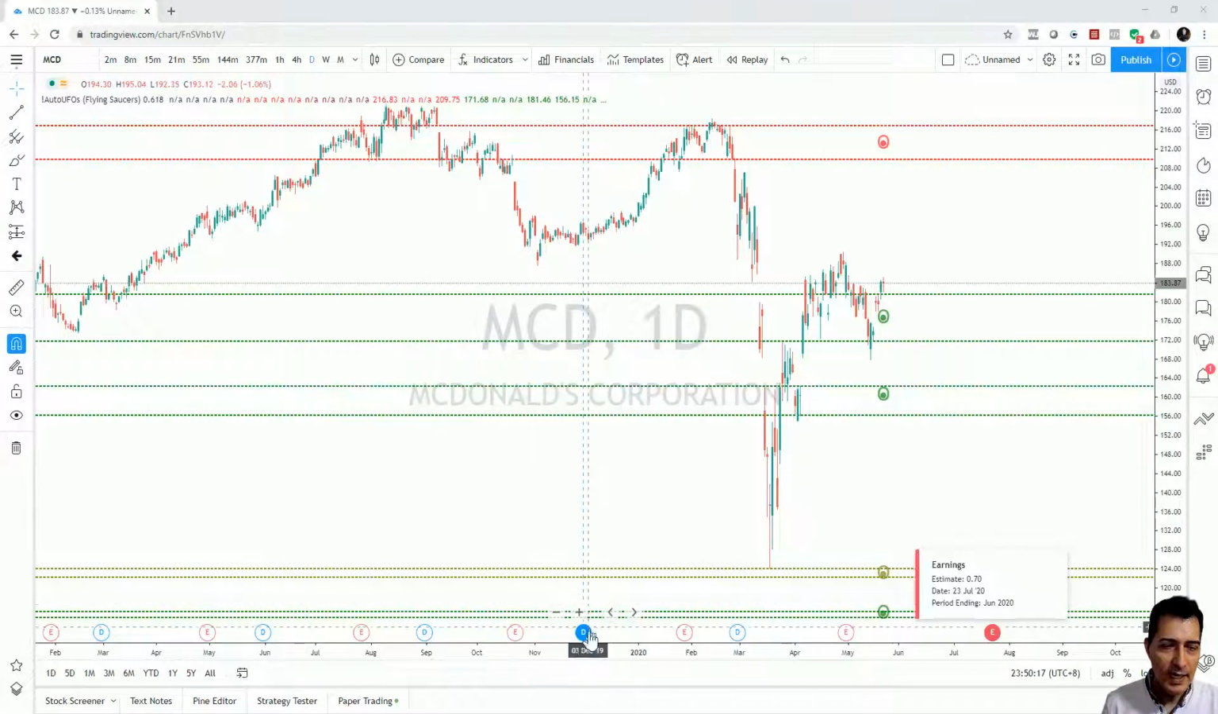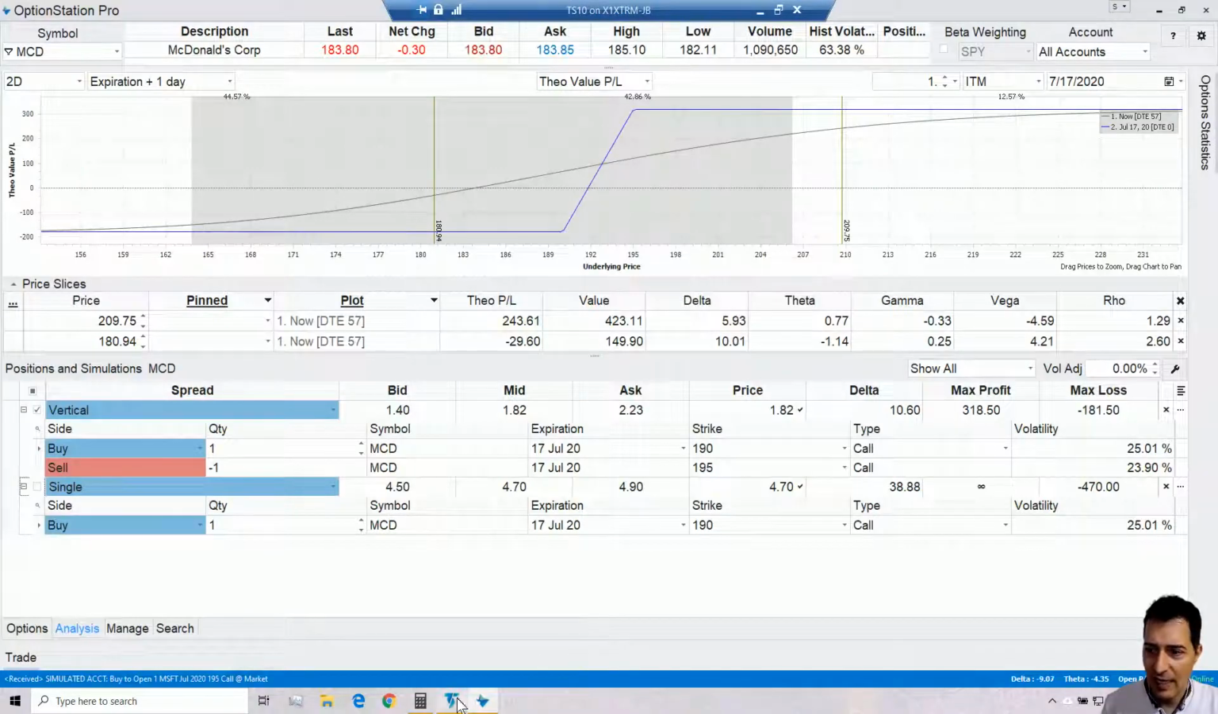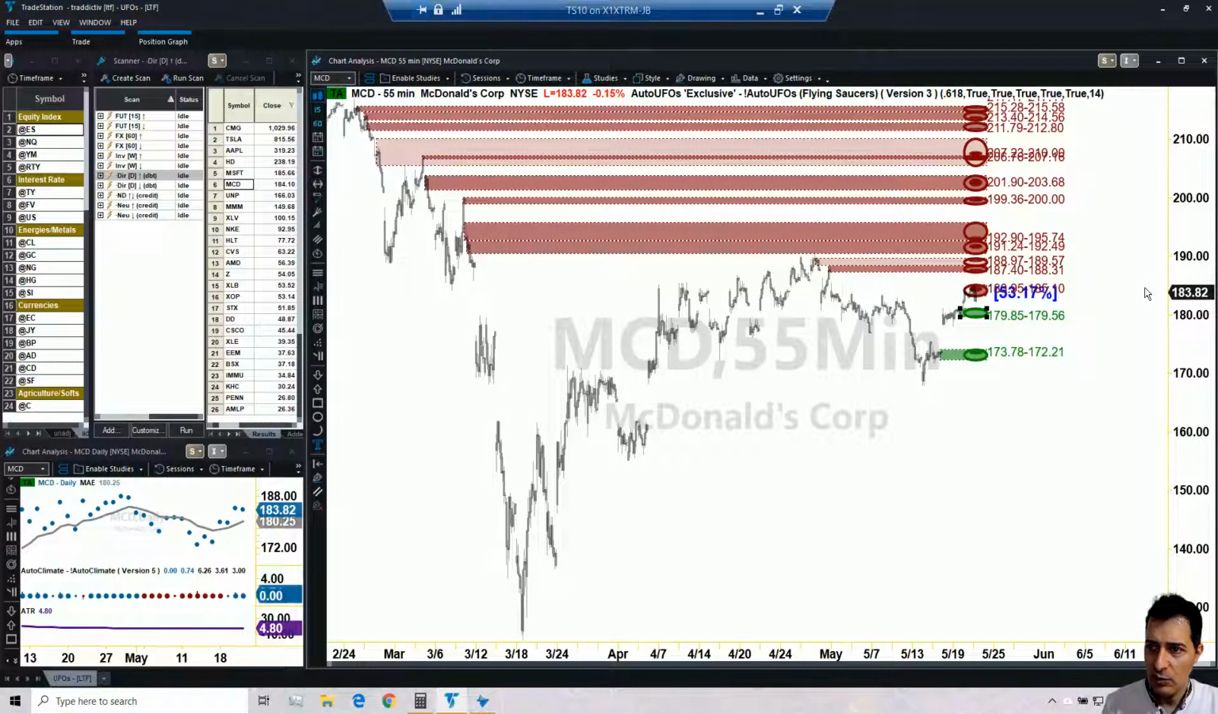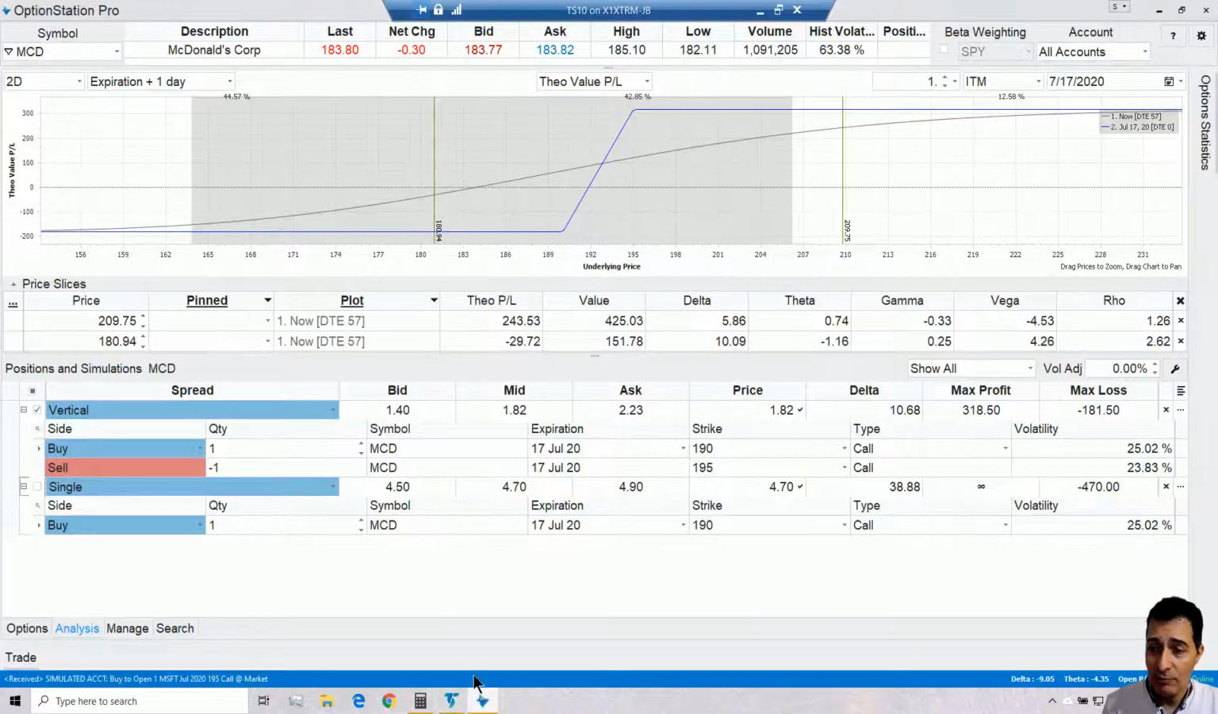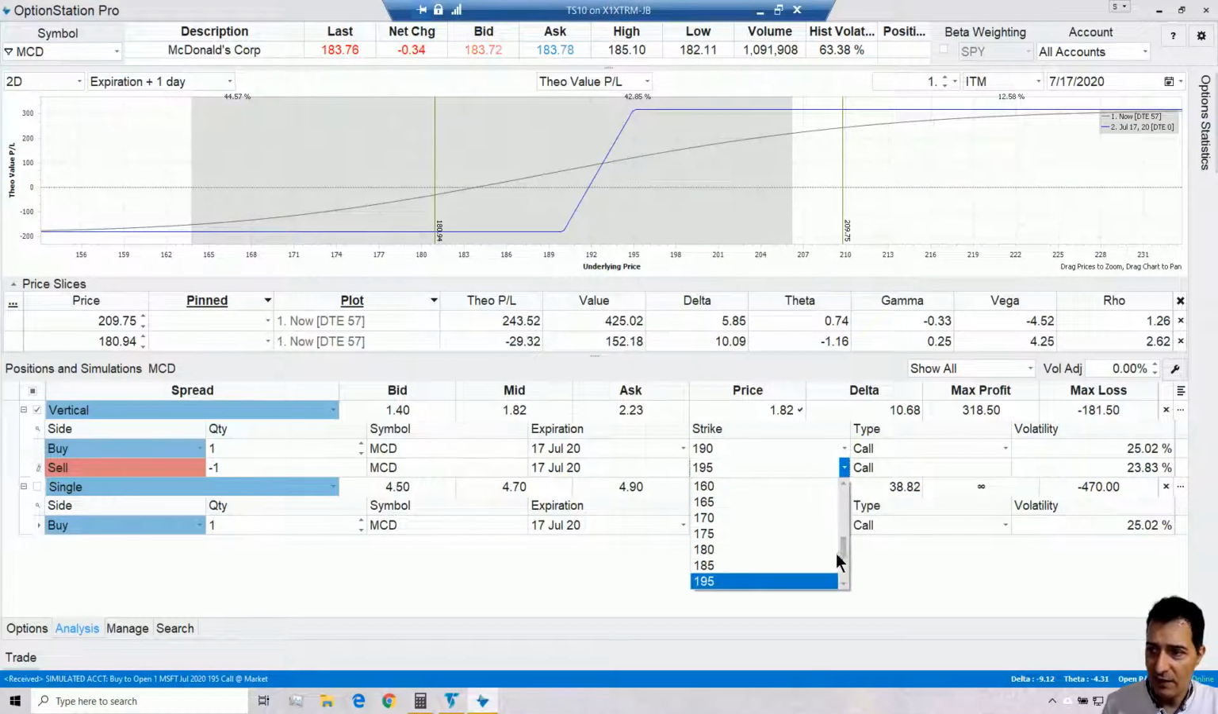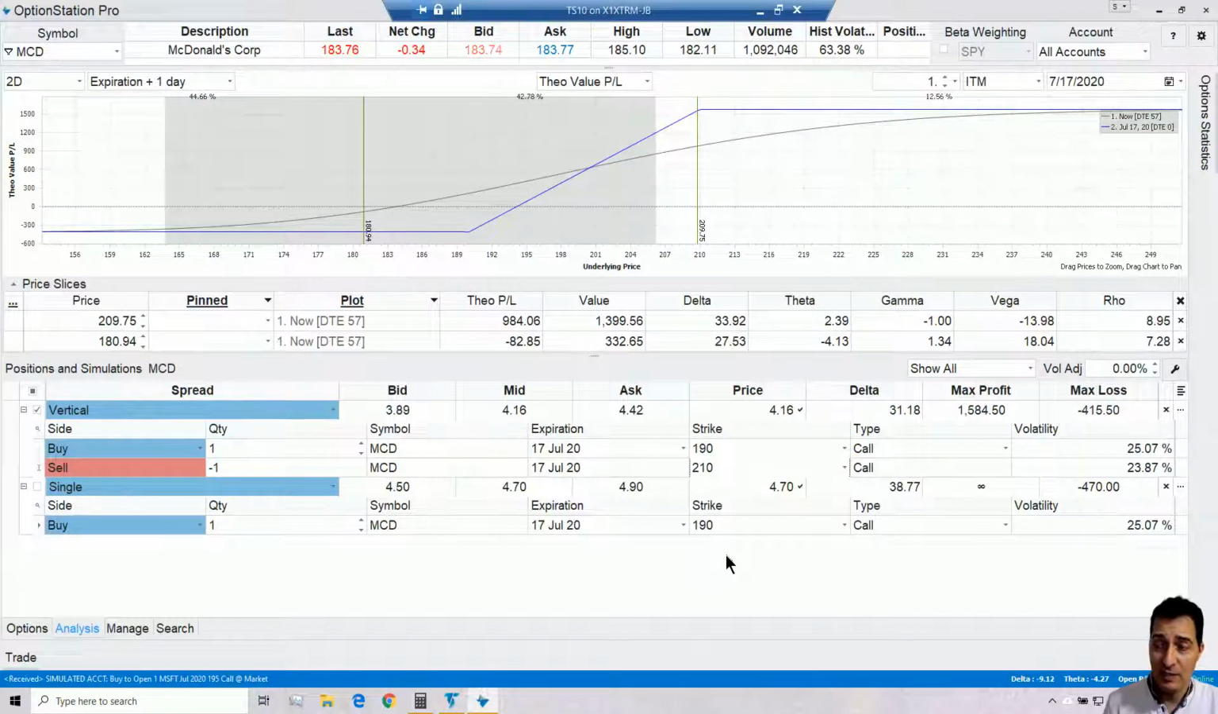And we will do this quickly given the time of the session, guys. So the target is 209. In the spread, remember the rule is to sell options beyond the target. So instead of selling the 195, we're going to sell the 210. We may need to adjust that, but this is going to be my starting point.